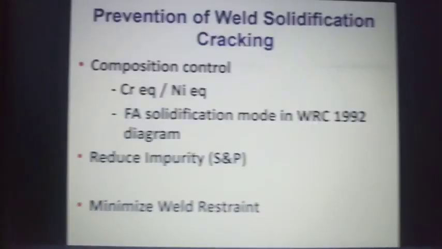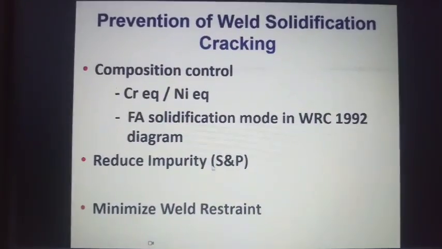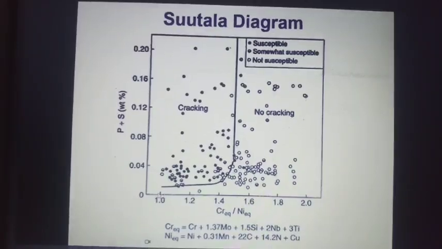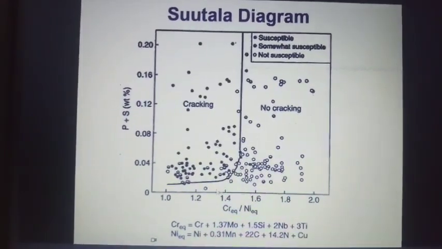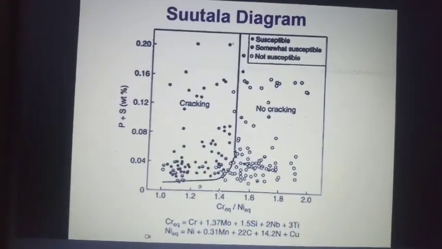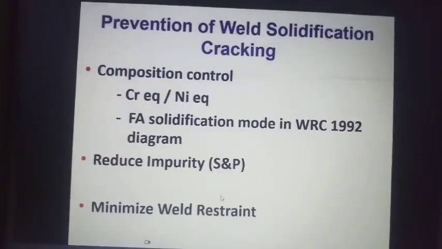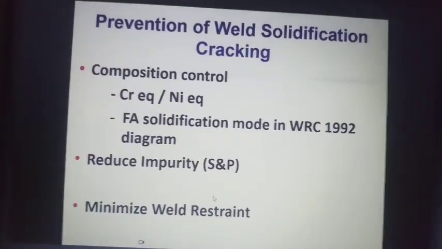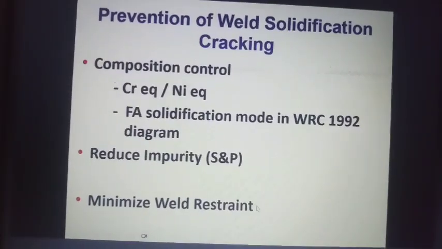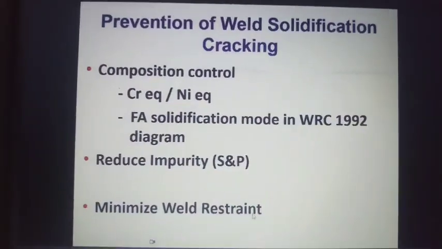And then reduce impurity. Of course, if you have low sulfur and phosphorus, we have seen the graph, the Suutala diagram, that there are reduced sulfur and phosphorus in the consumable as well as in the base material, you don't have cracking. But if you have more phosphorus and sulfur, you need to have more ferrite in the weld metal. And also minimize the weld restraint.